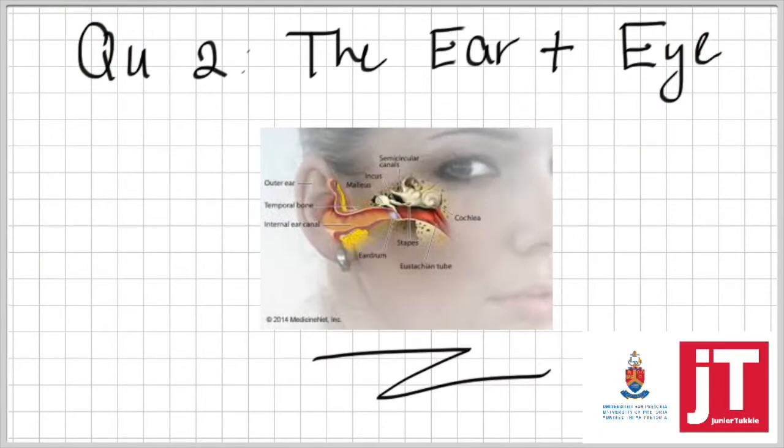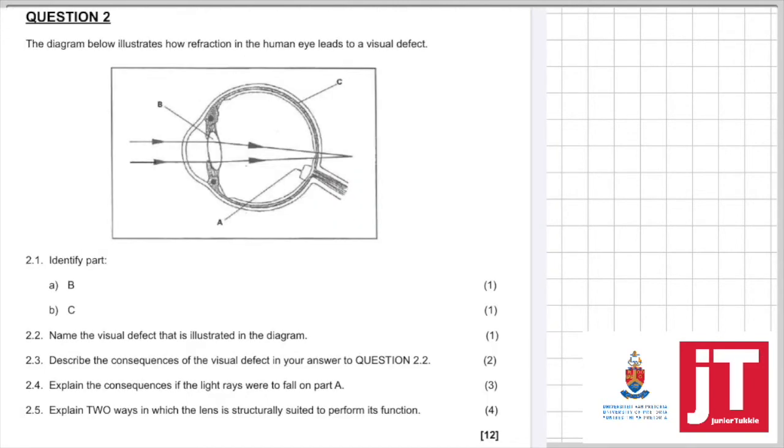Before you do the questions, make sure that you watch my theory videos, you print the worksheet, and you have the memo with you at hand. Right, let's get down to question 2. This is an overview of the question. The question begins with 2.1, ends off with 2.5, and is 12 marks.